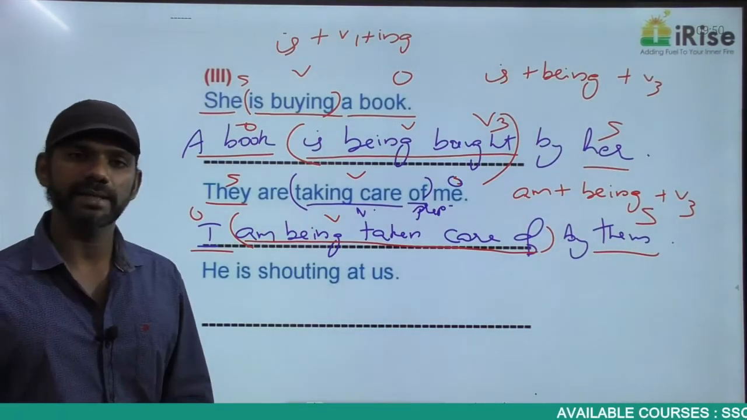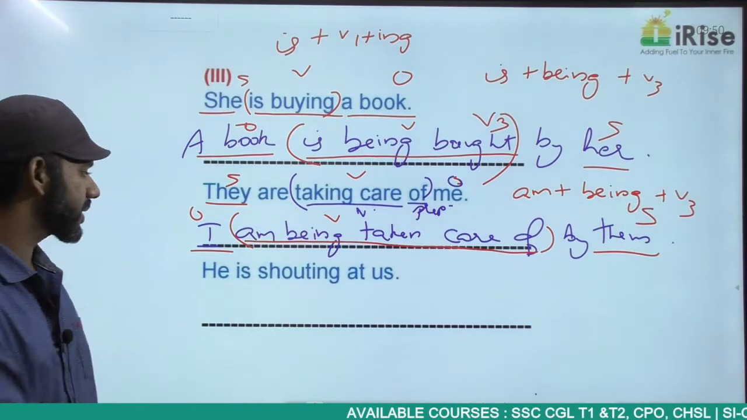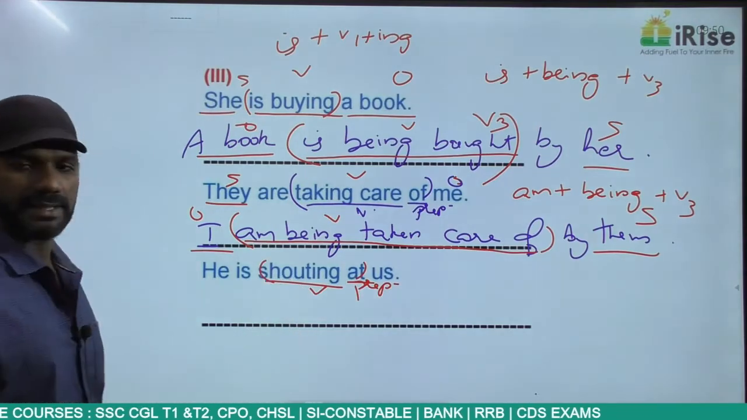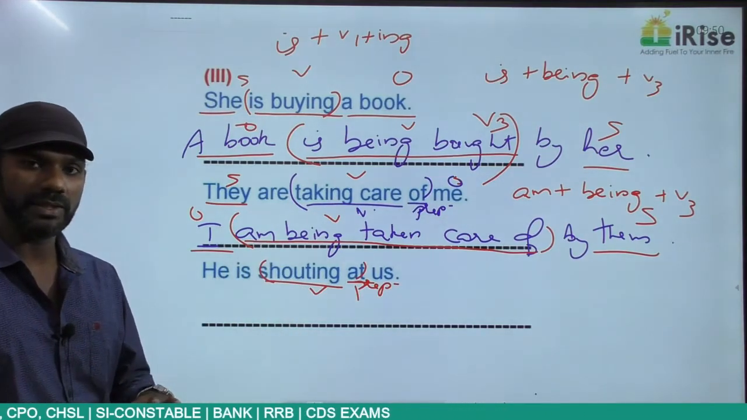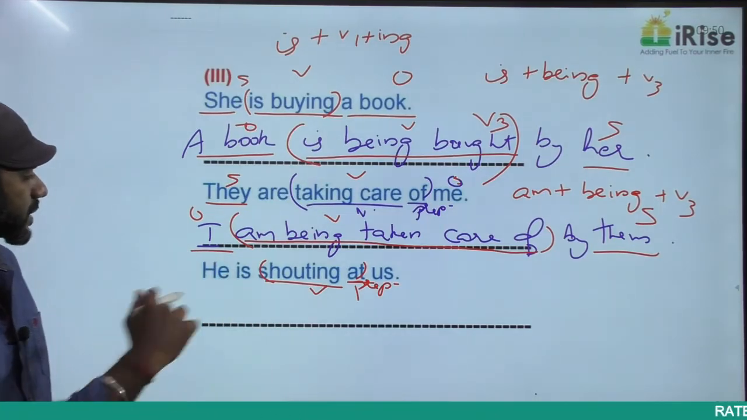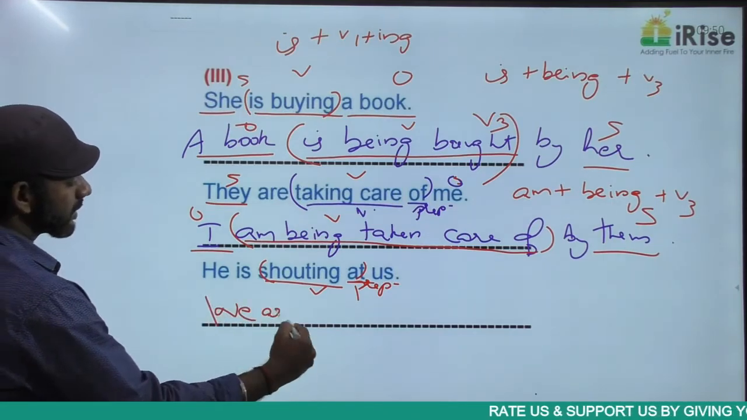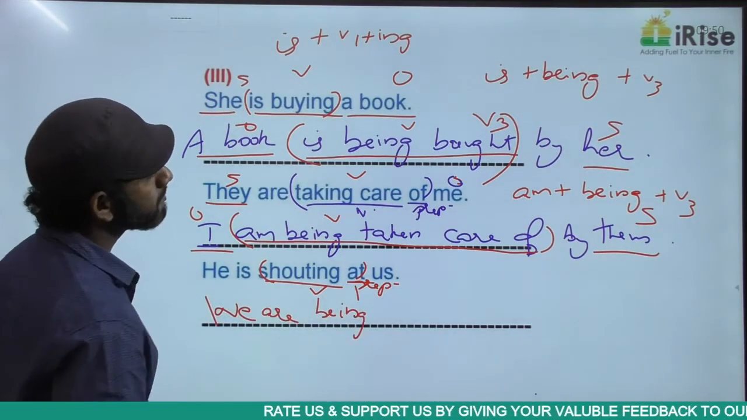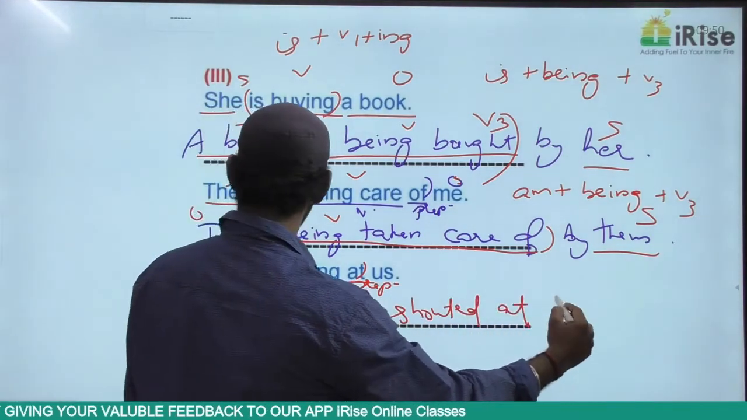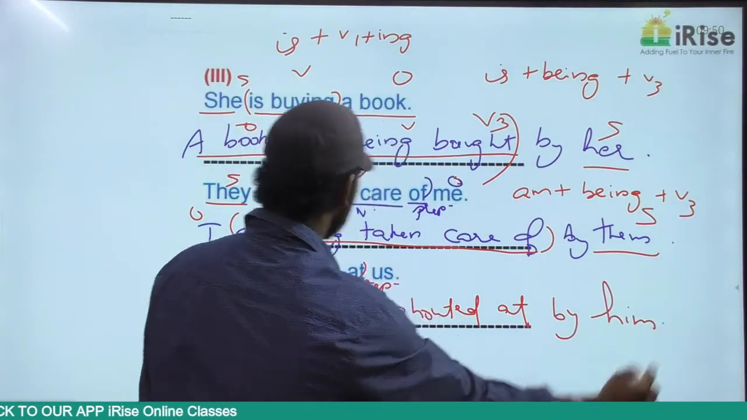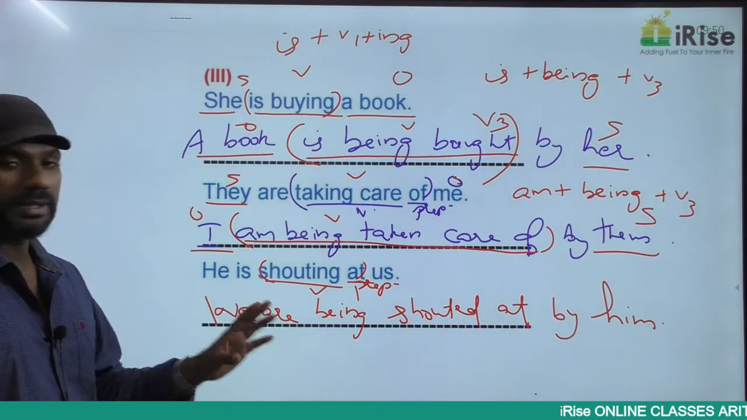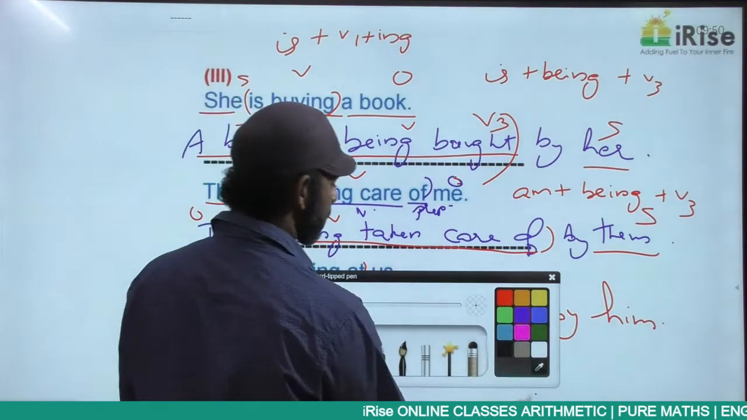He is shouting at us. Active voice, present continuous. Shouting is a verb. At is a preposition. So shouting at becomes a phrase. In the passive voice also it must be present continuous. He is shouting at us in the passive voice becomes: we are being shouted at by him. He is shouting at us is present continuous active voice. We are being shouted at by him is present continuous passive voice.